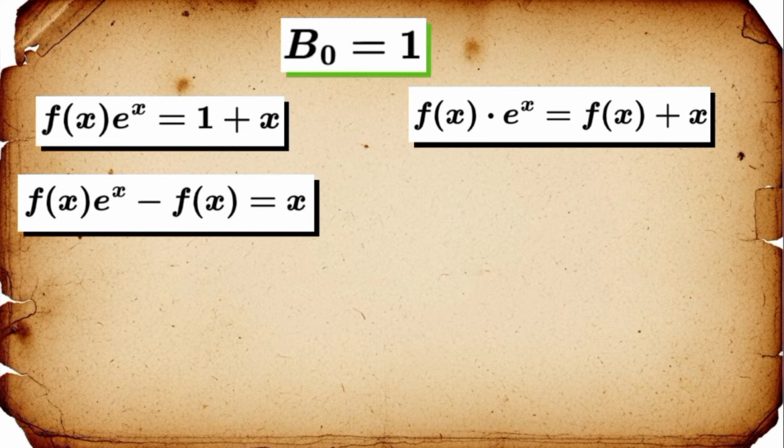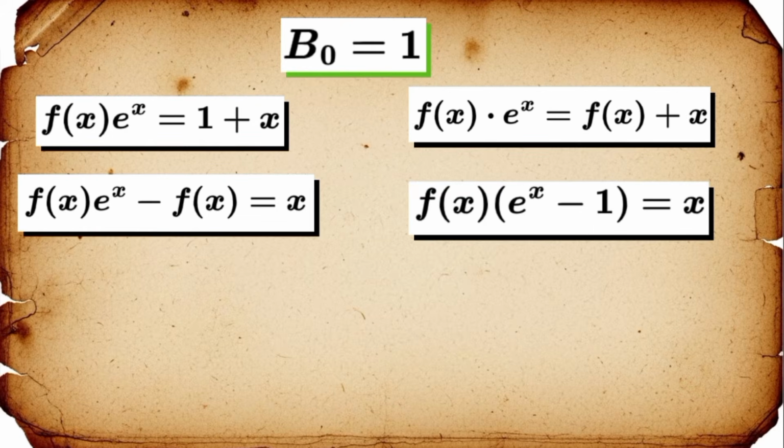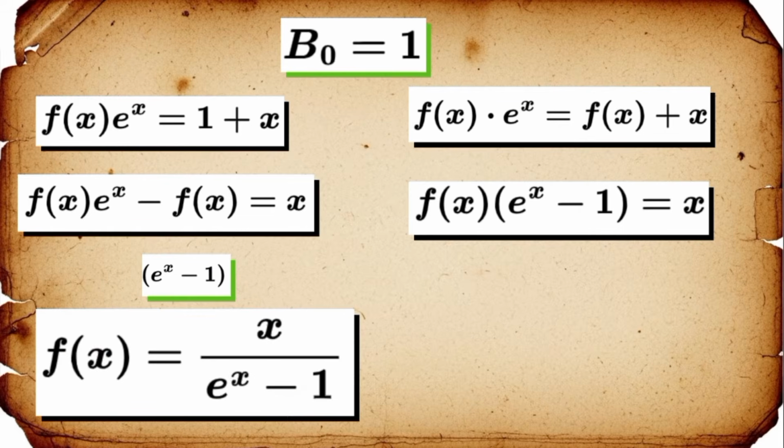Now we can solve this equation for f of x. Subtracting f of x from both sides gives us f of x times e to the x minus f of x equals x. Factoring out f of x on the left gives us f of x times the quantity e to the x minus 1 equals x. Finally, dividing both sides by the quantity e to the x minus 1 gives us f of x equals x over the quantity e to the x minus 1.